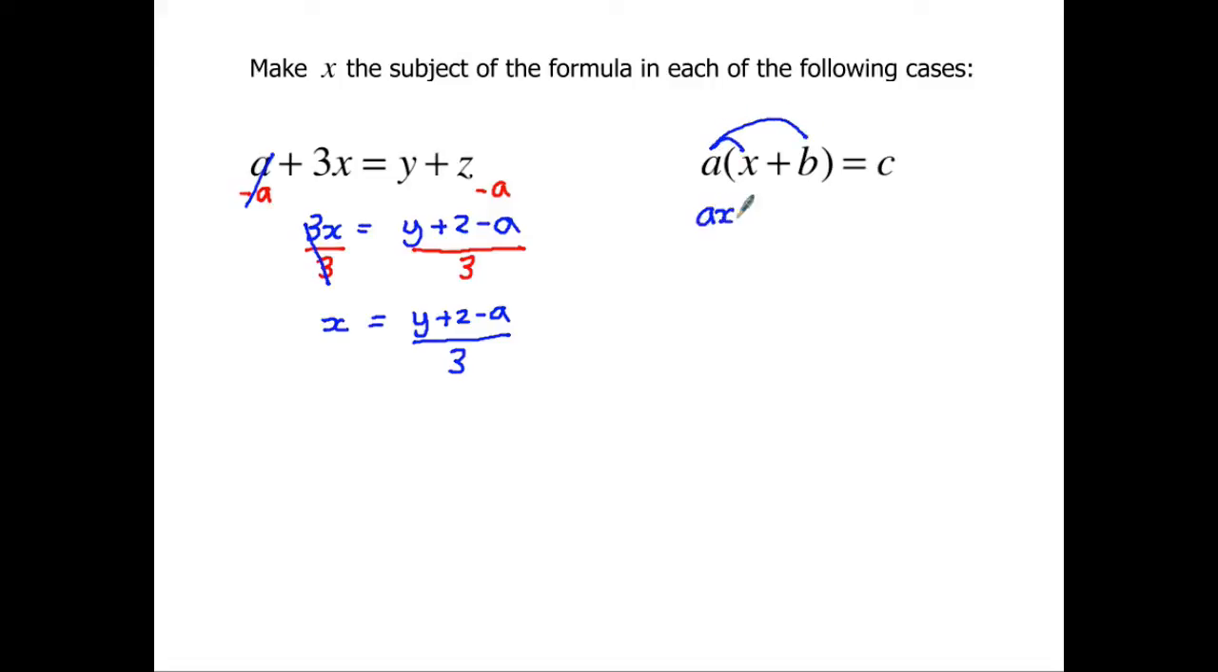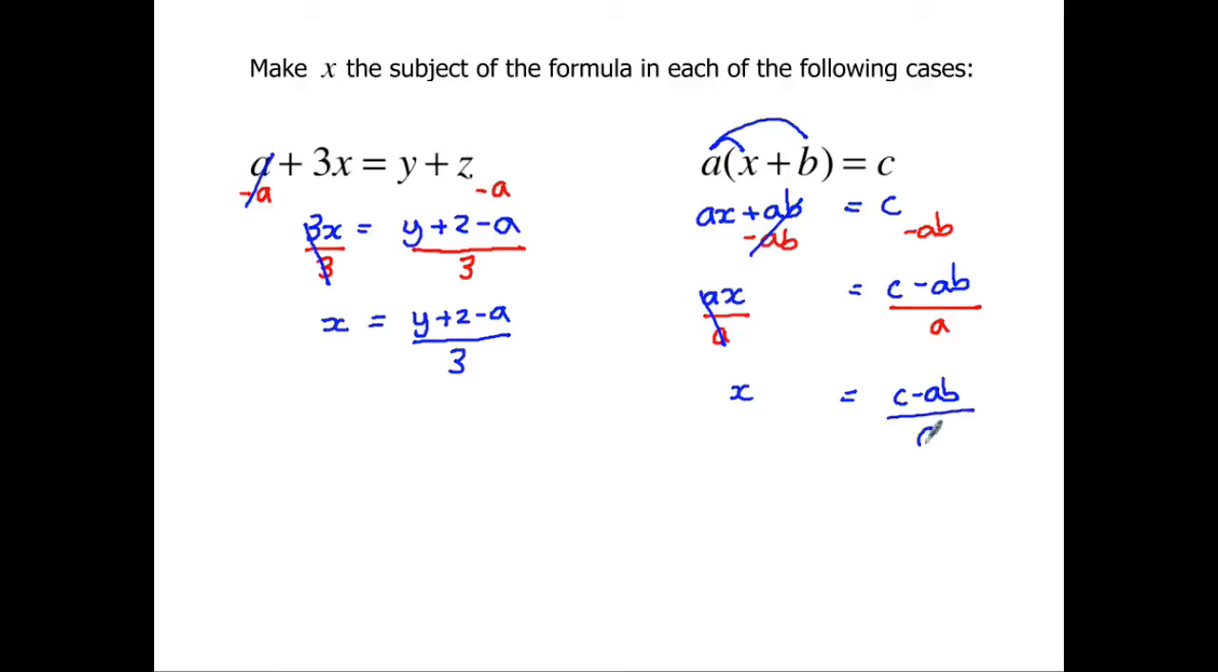So we've got ax plus ab equals c. And then I only want this term here with the x in it, so I'm going to kick off the minus ab. So that gives me ax equals c minus ab. And then I need to get rid of this a term from this side, so I'll divide through by a. And that will leave myself with x equals c minus ab all over a.